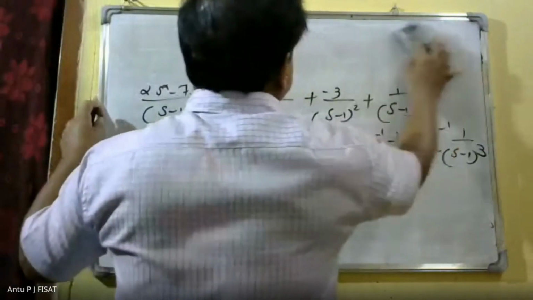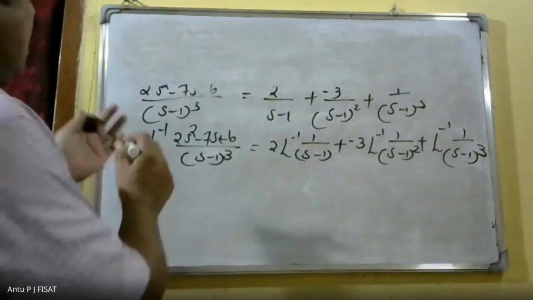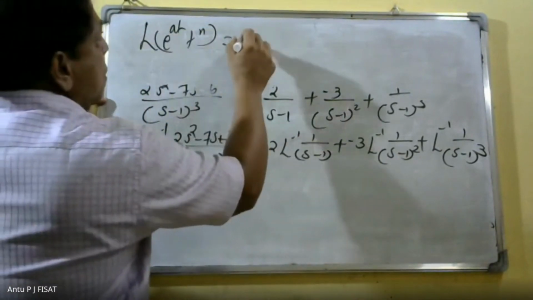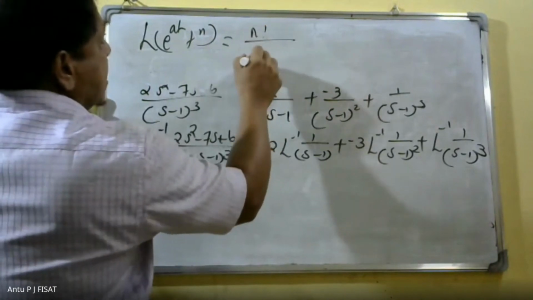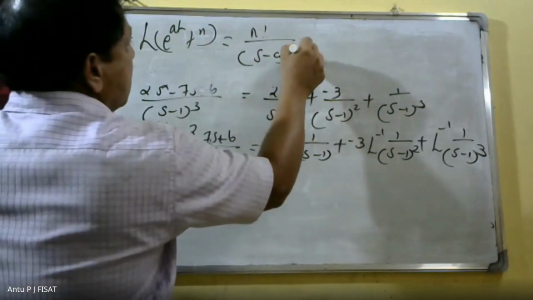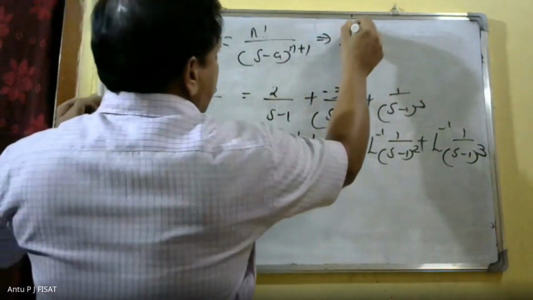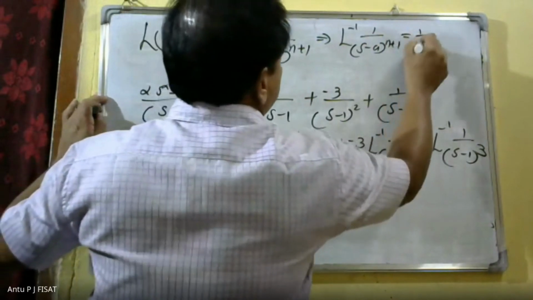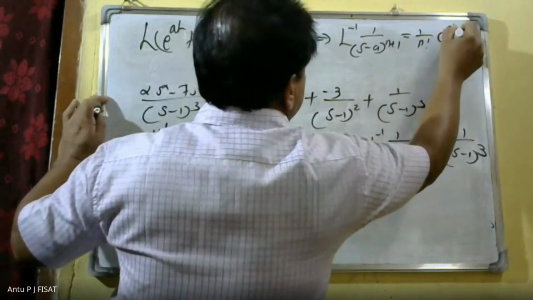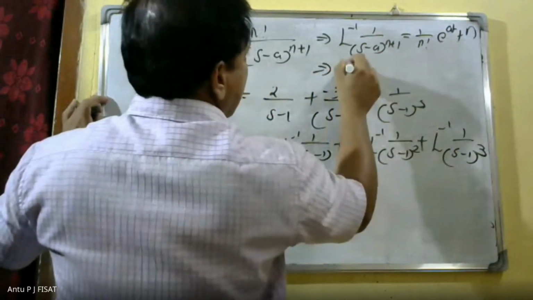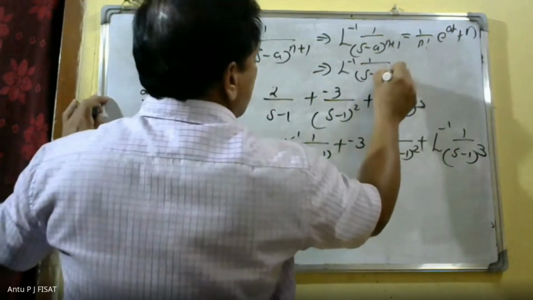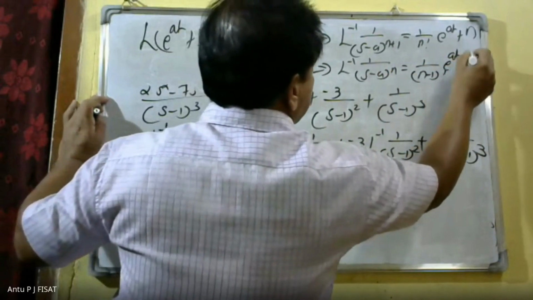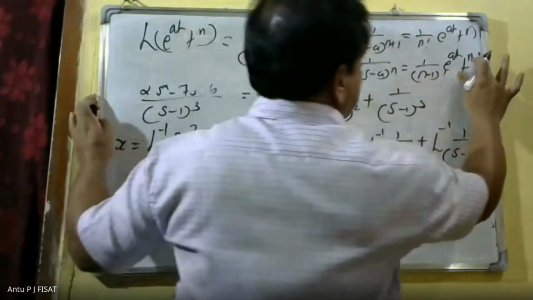That formula is, we know that L of e raised to at t raised to n is equal to n factorial by s minus a whole raised to n plus 1. Here, L inverse 1 by s minus a whole raised to n plus 1 is equal to 1 by n factorial e raised to at t raised to n. That implies L inverse 1 by s minus a whole raised to n is equal to 1 by n minus 1 factorial e raised to at t raised to n minus 1.